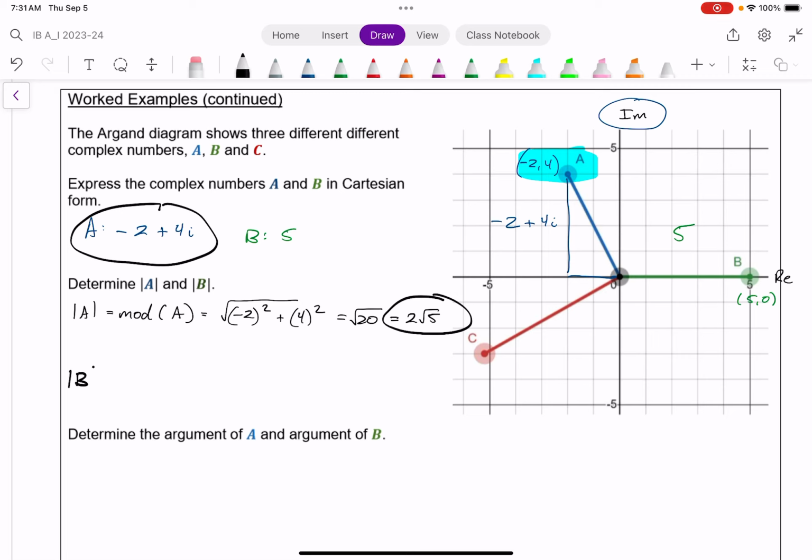Whereas for b, since it is just a real number, the modulus of b, or the absolute value of b, I can just see the distance from there to there is 5. So I could use the Pythagorean theorem, but that's kind of a waste of time, in my opinion.